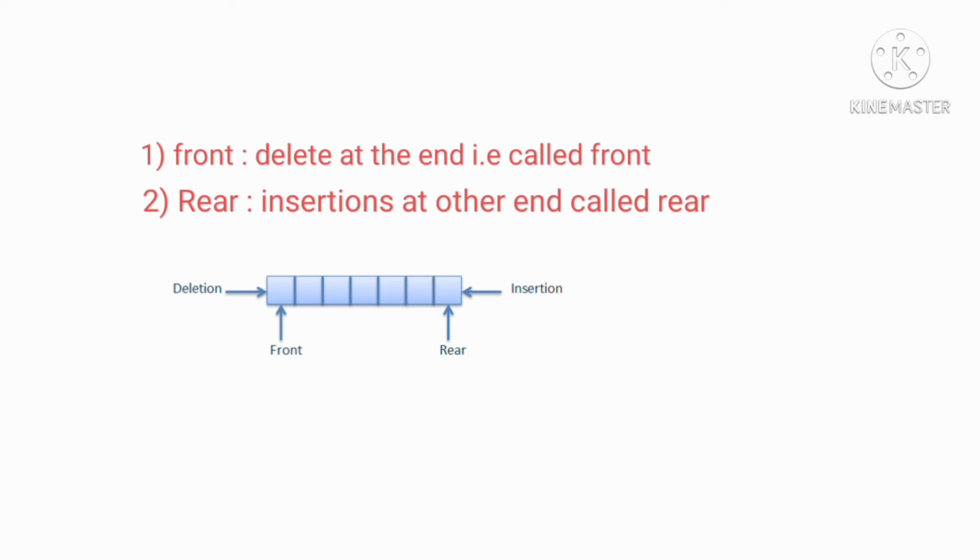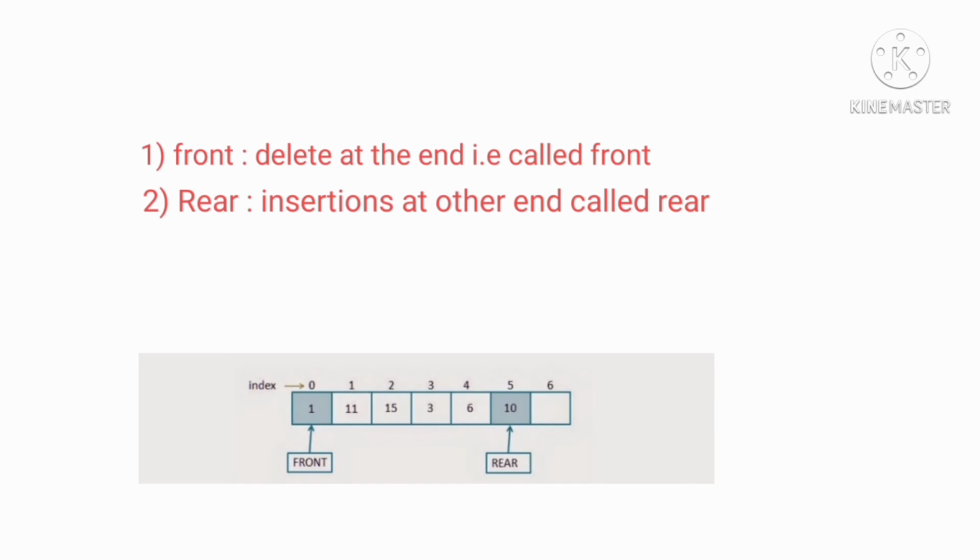See that example. I have a queue. A queue has two parameters. First one is front and second one is rear. At the front they are deleting the element. At the rear they are adding, inserting the element. See another queue. At 0 index we have 1, that is the front, and the last index is the 6th. There is no element, that is empty. Come to the 5th index, there is the 10th element, that is the rear.